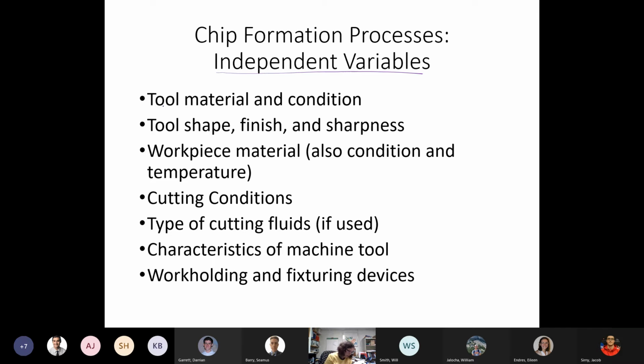So we can control the tool material and condition. And so we will look at, what are good tools? We'll think about hardness, thermal conductivity, toughness, wear, and a little bit on chemical reactivity. Certainly the tool shape, finish, and sharpness. We know that those angles can be important.